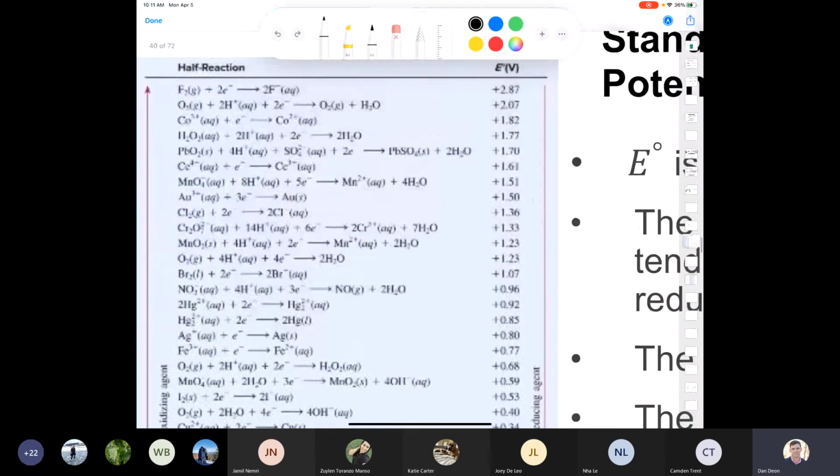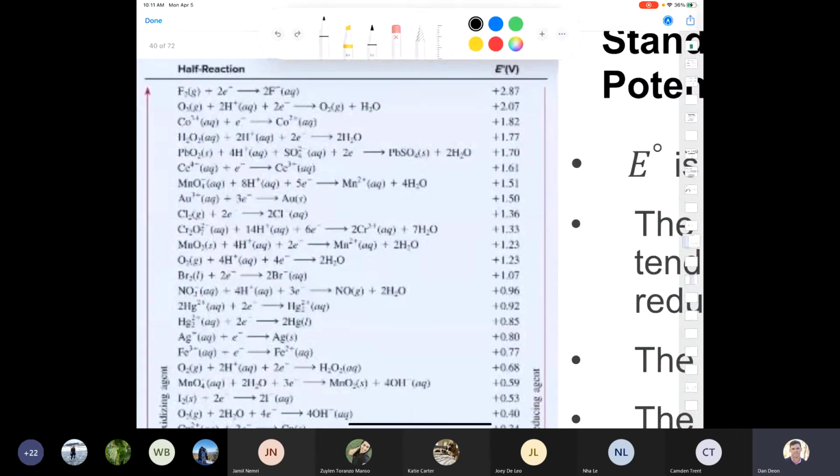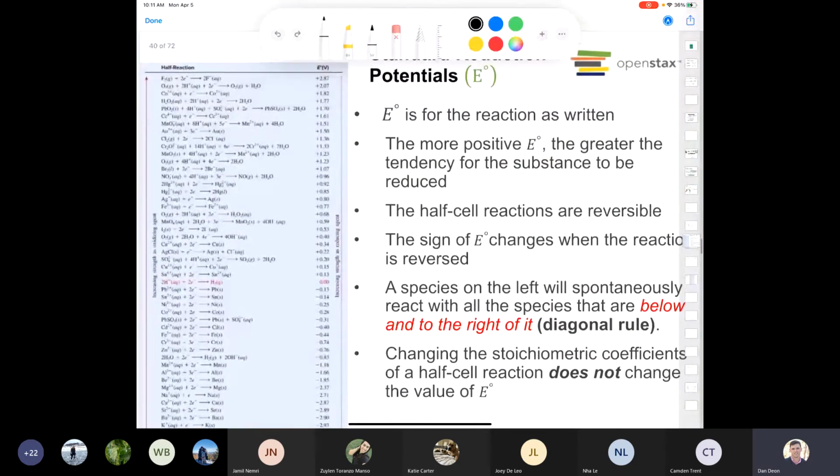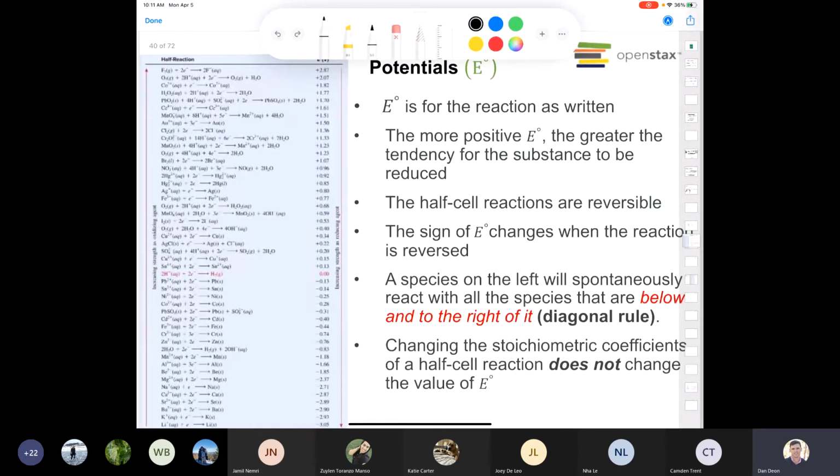Now, our textbook also has a table of standard reduction potentials. It's a little different than this one. I took this one from another book because I thought it was really good for teaching purposes.